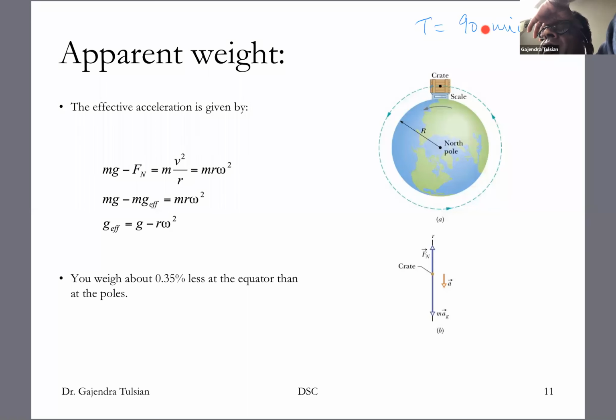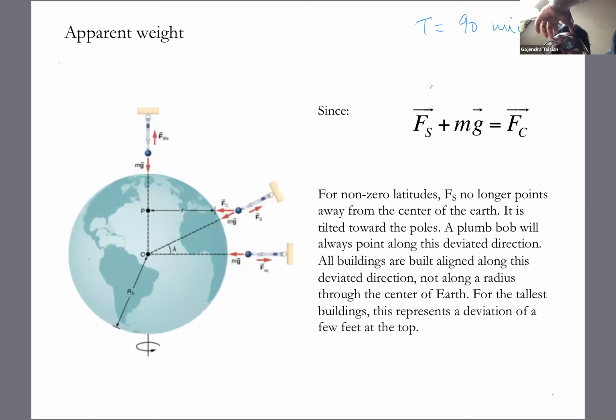Okay. Anyway, interestingly enough, 90 minutes, that's the time it takes for the space shuttle to go around the Earth. So those two facts are related. And in a space shuttle, you'd be weightless.